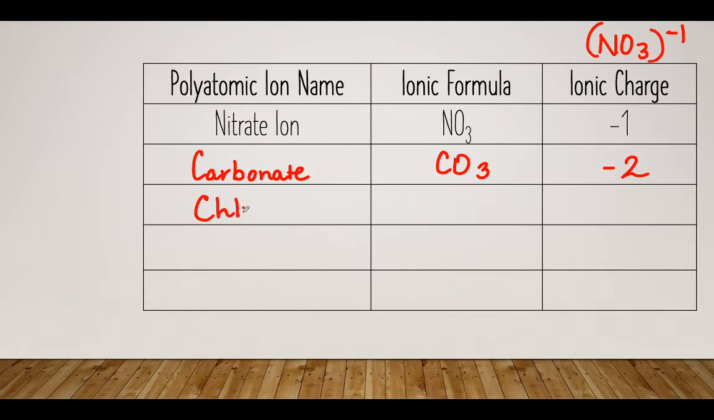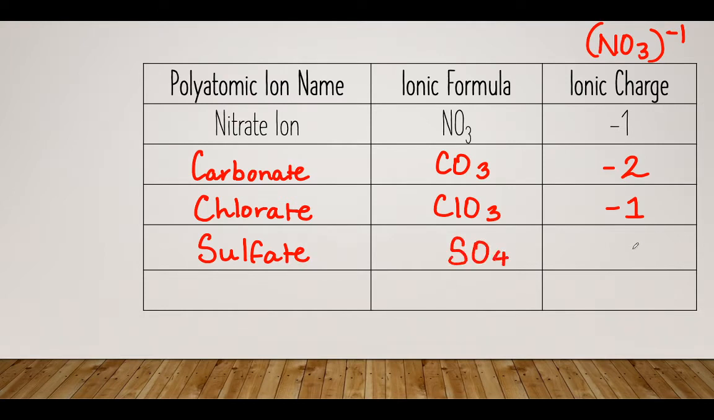Next is chlorate, ClO3, and it's got a charge of -1. Sulfate is next, SO4, charge of -2. Phosphate is PO4, and it's got a charge of -3.